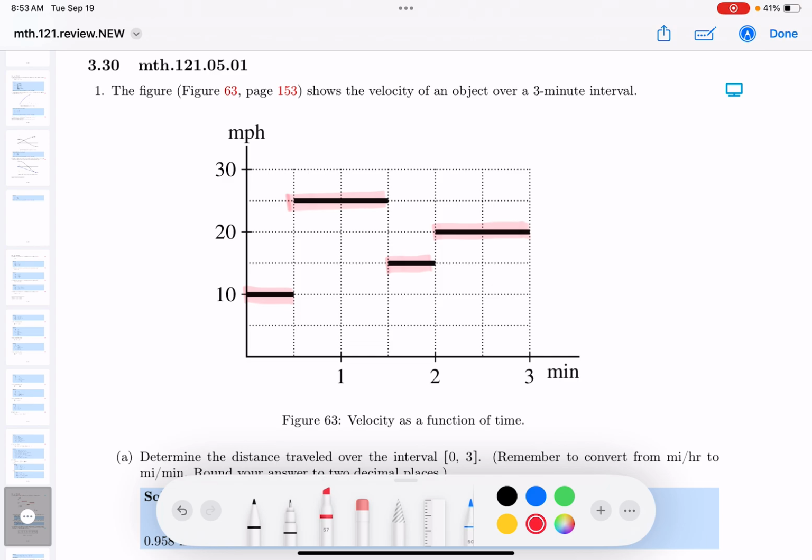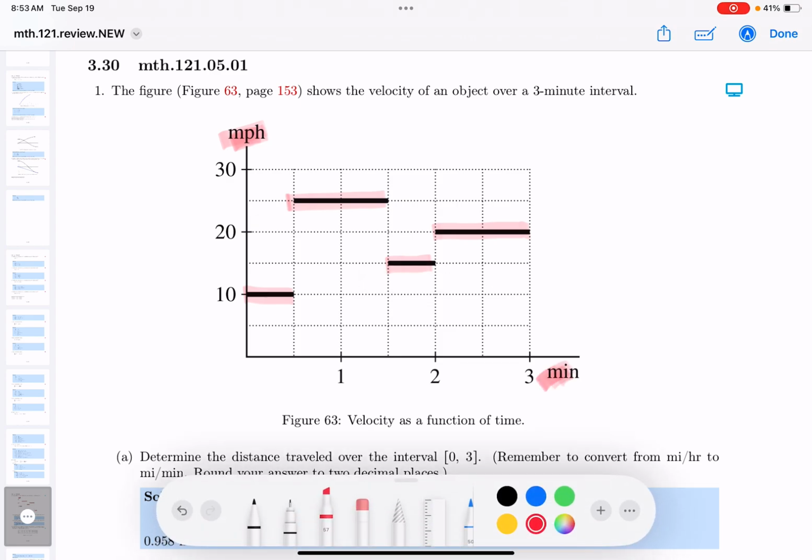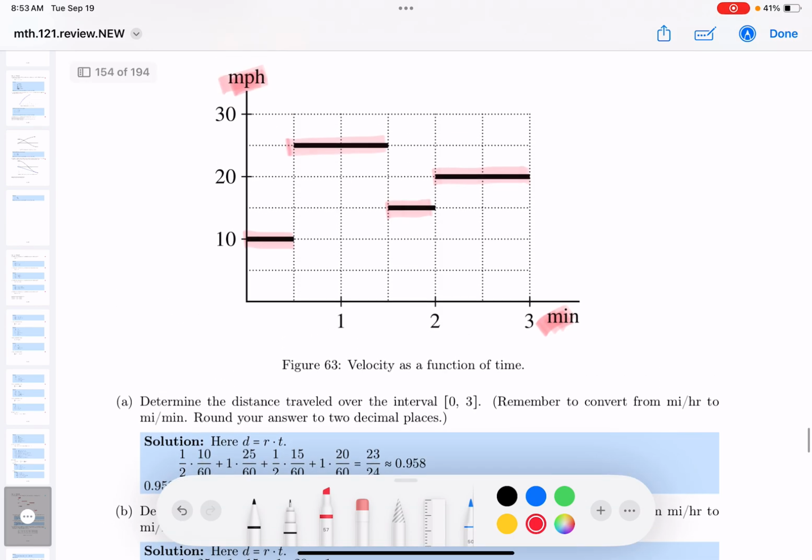Now, there is a trouble here. I notice that they're mixing concepts, miles per hour and minutes. And then the question comes. What is the question? I read the story. Determine the distance traveled over the interval from 0 to 3. All right, so what I've got to do here, I'm looking at distance equals rate times time.